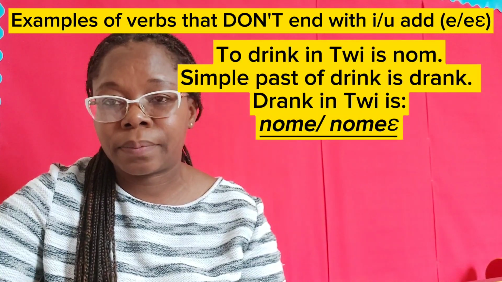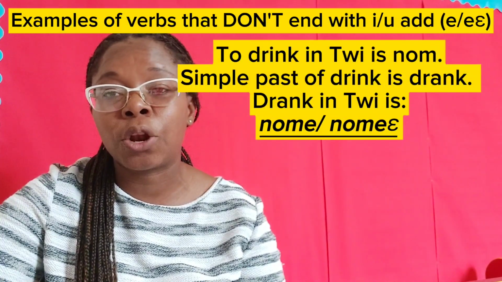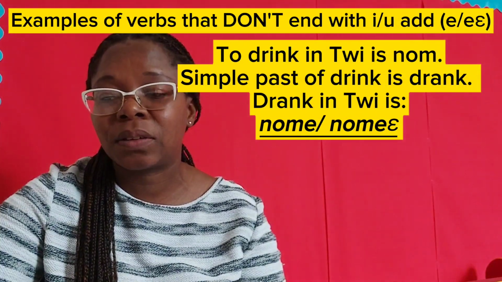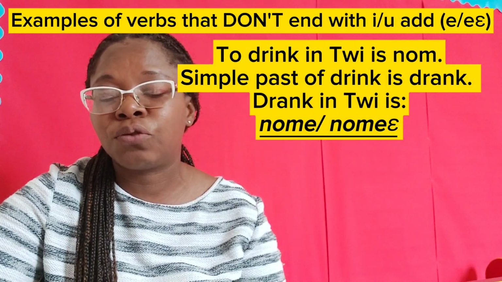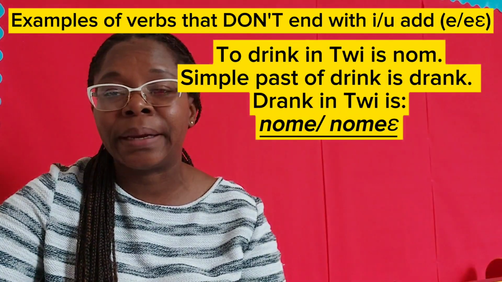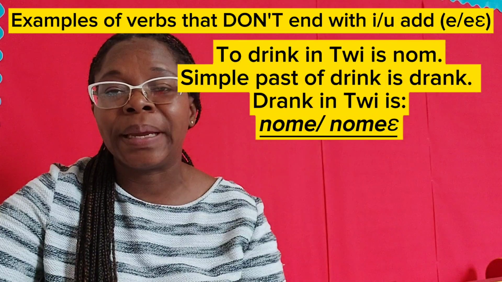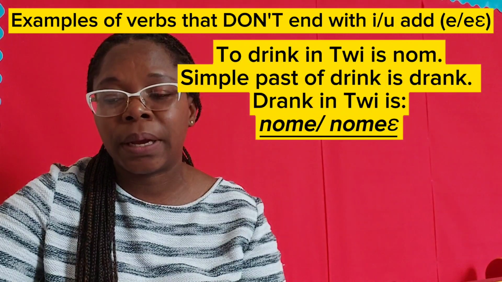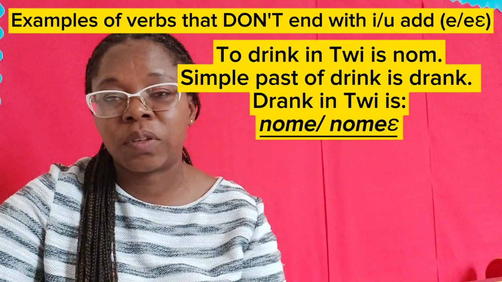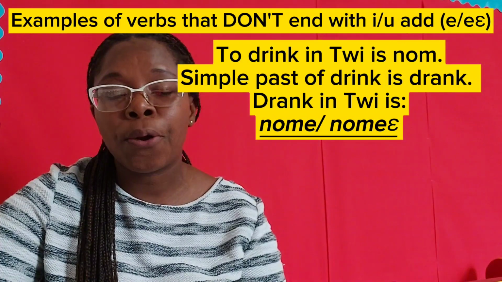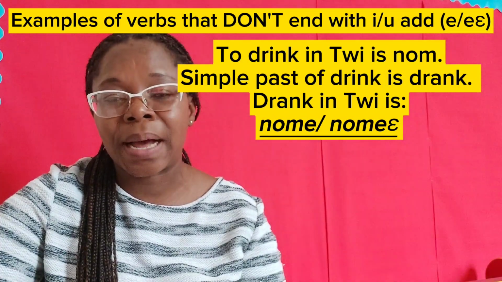To drink in Chi is nom. Simple past of drink is drunk. Drunk in Chi is nome or nomye. So you see, we add e to nom to get our past.